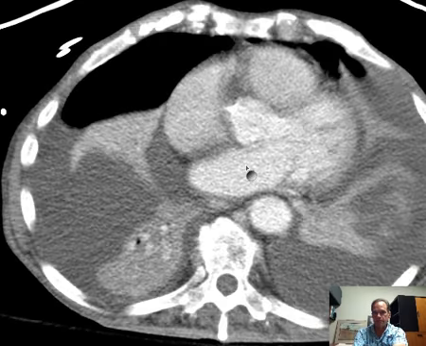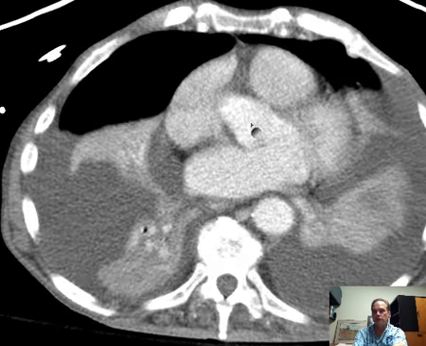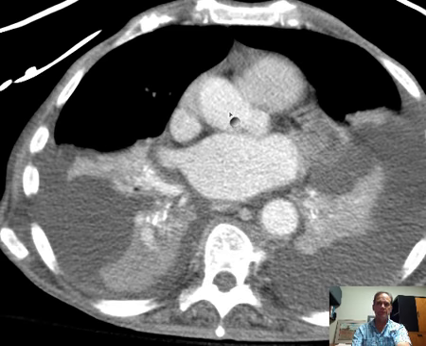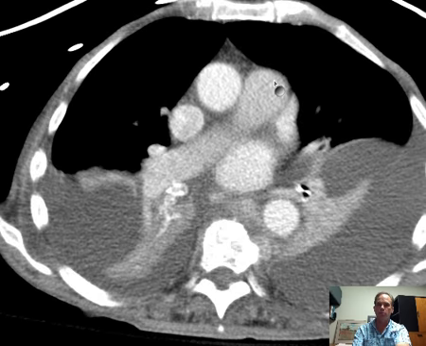You have that idea. Now look closely here at the ascending aorta, as it comes out of the heart, and it has a big neighbor right anterior to it. That is the pulmonary artery.